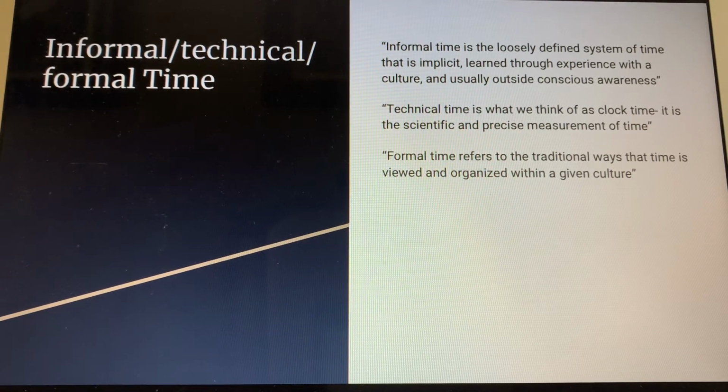Technical time is what we think of as clock time. It is the scientific and precise measurement of time. That's just time right on the dot. Like you say you're going to be somewhere at 3:30, you show up at 3:30. Formal time refers to the traditional ways that time is viewed and organized within a given culture.